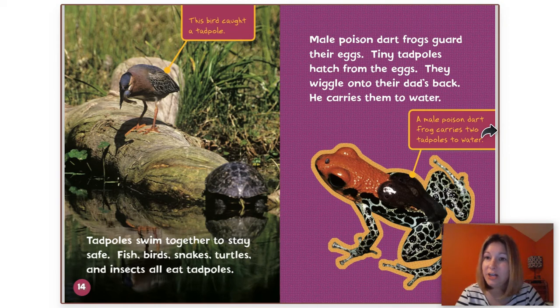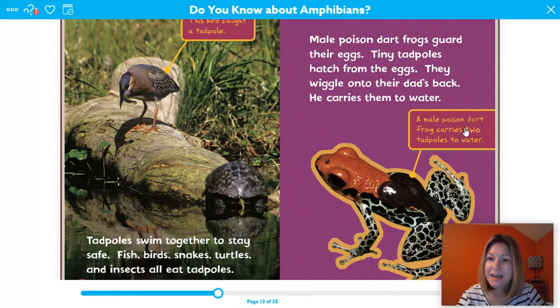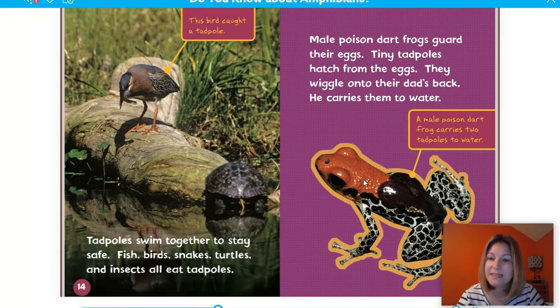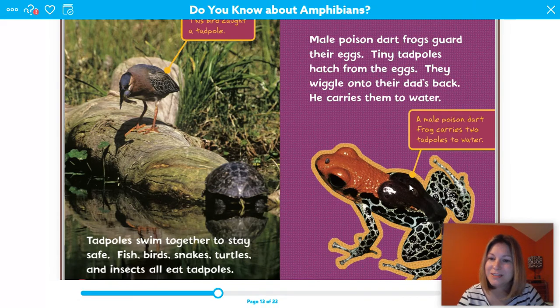Male poison dart frogs guard their eggs. Tiny tadpoles hatch from the egg. They wiggle onto their dad's back. He carries them to water. A male poison dart frog carries two tadpoles to water. That caption is showing us what is being illustrated in that picture. You see the two tadpoles?